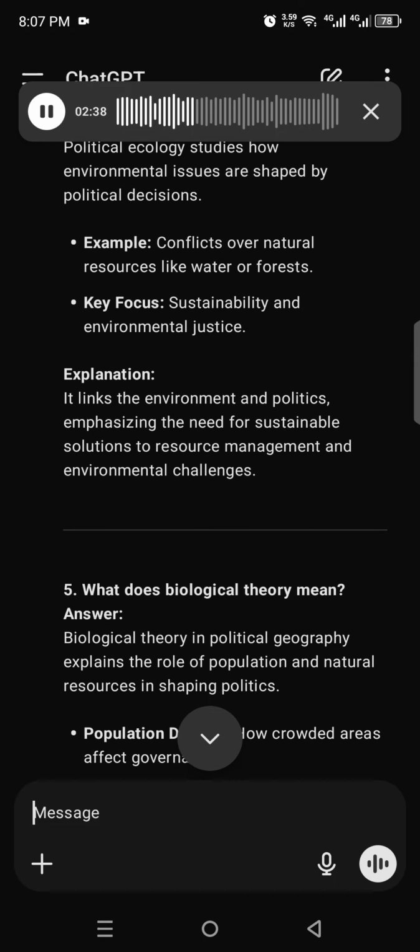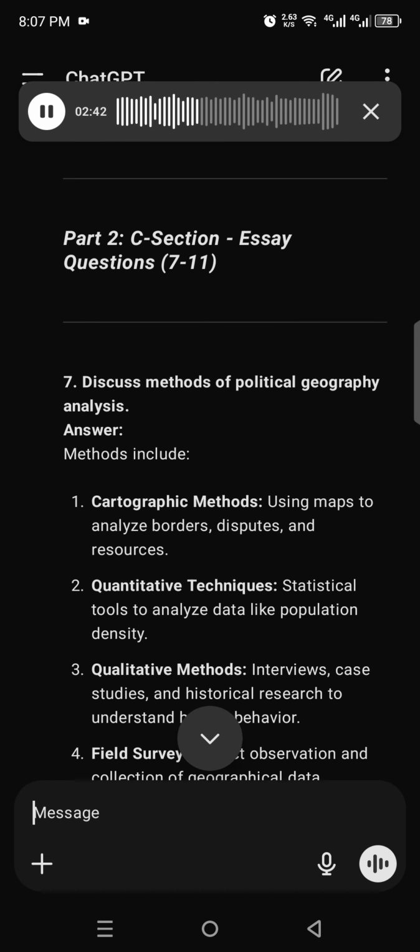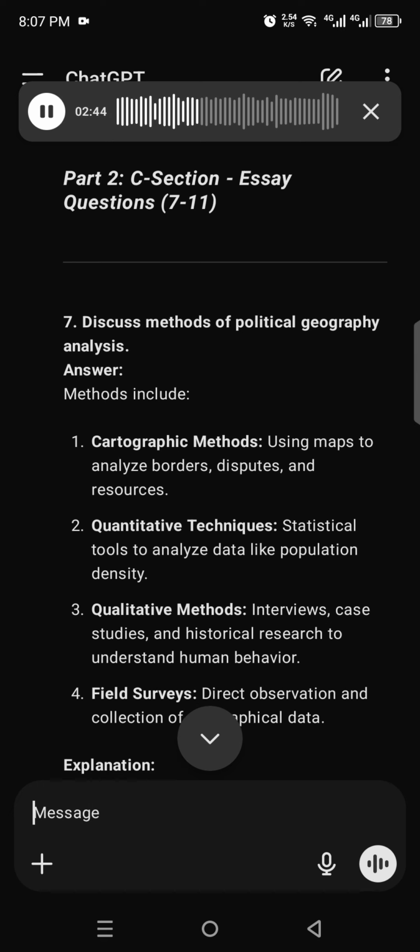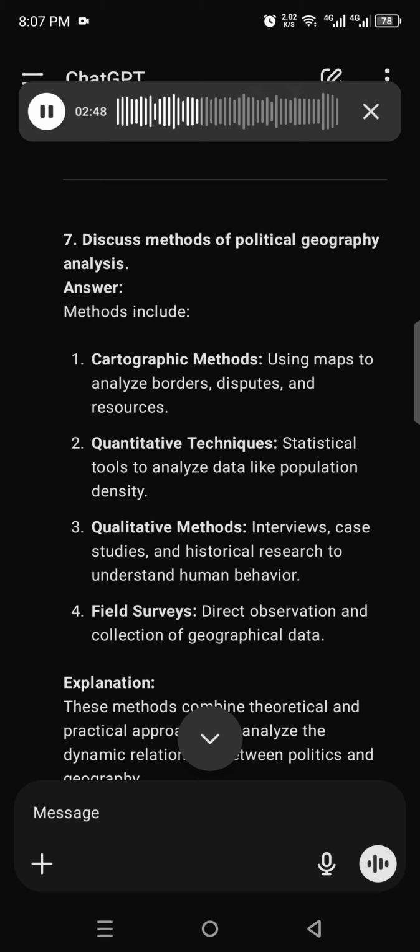Part 2, C section, essay questions, 7-11. 7. Discuss methods of political geography analysis. Answer. Methods include 1. Cartographic methods, using maps to analyze borders, disputes, and resources.